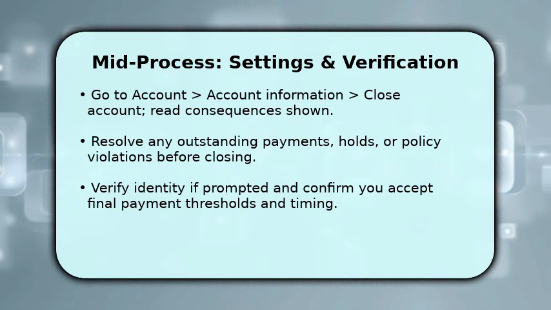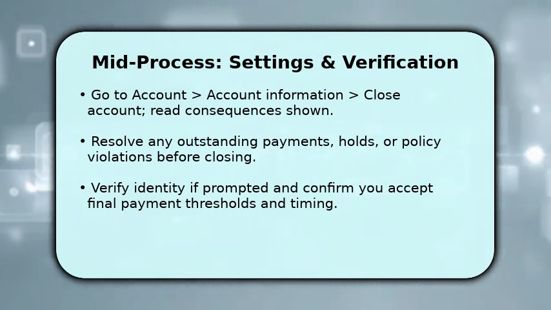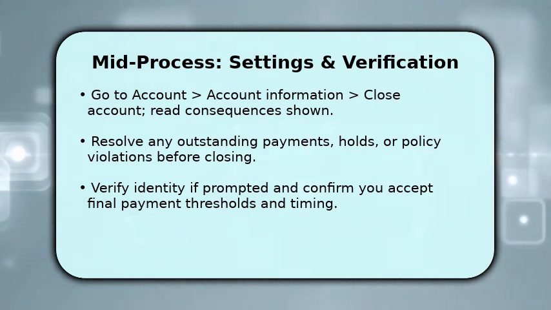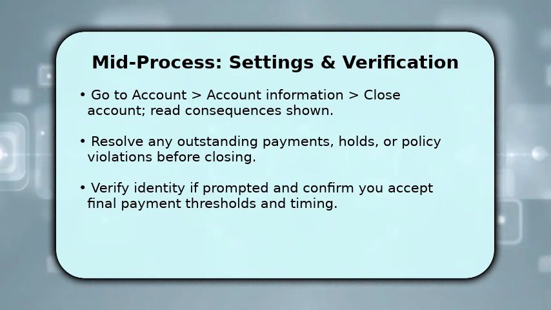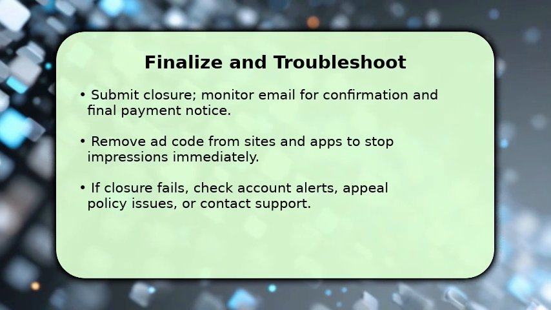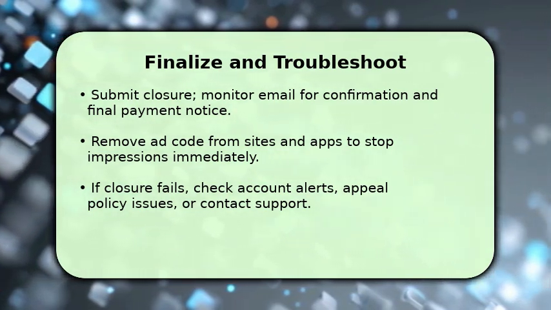If Google requests identity verification, comply promptly with Clear ID to avoid rejection. Confirm you want closure by acknowledging the final payment timeline and data after you submit the closure request. Watch your email for confirmation and the final payment notice. That message includes timing and any remaining actions.